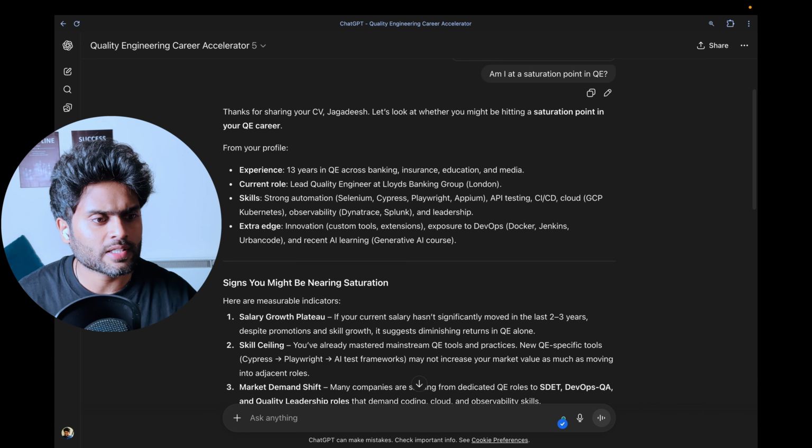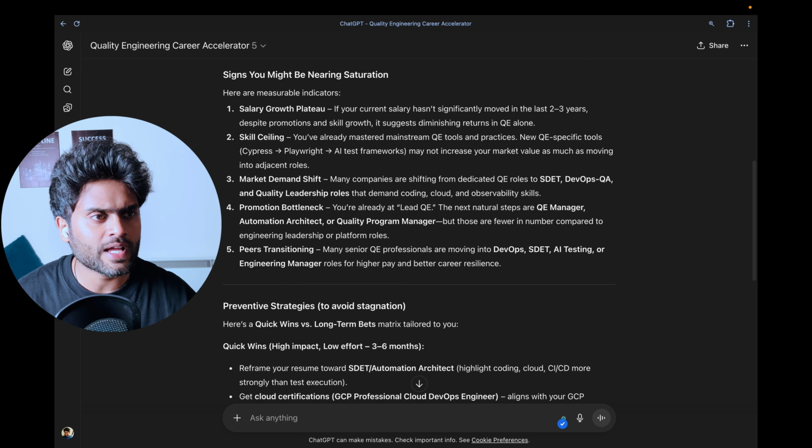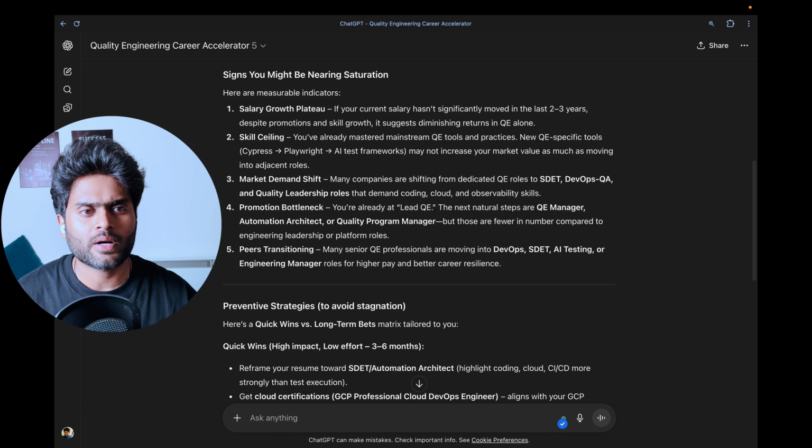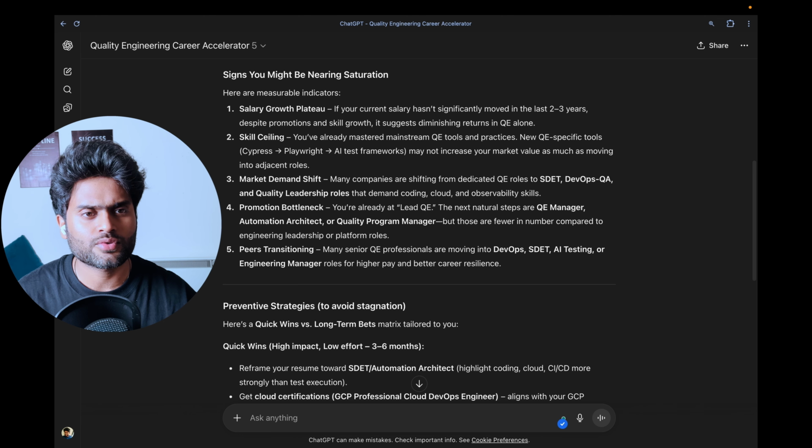Right. So these are the suggestions that I got the moment I uploaded my resume. At first, it gave a high level overview of my experience based on the input, and this is important. The signs you might be nearing a saturation point. The first one is about my salary growth. It says, if your current salary hasn't significantly moved in the last 2 to 3 years, despite promotions. So let's say my salary stays at about 50 to 60 thousand pounds a year. If I slowly jump to 62, 63, and that's not a big difference in 2 to 3 years, I might be nearing the saturation point.